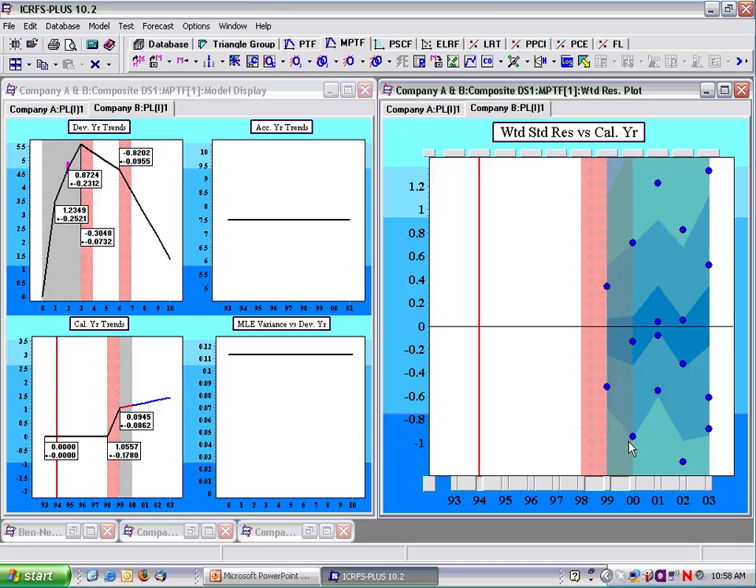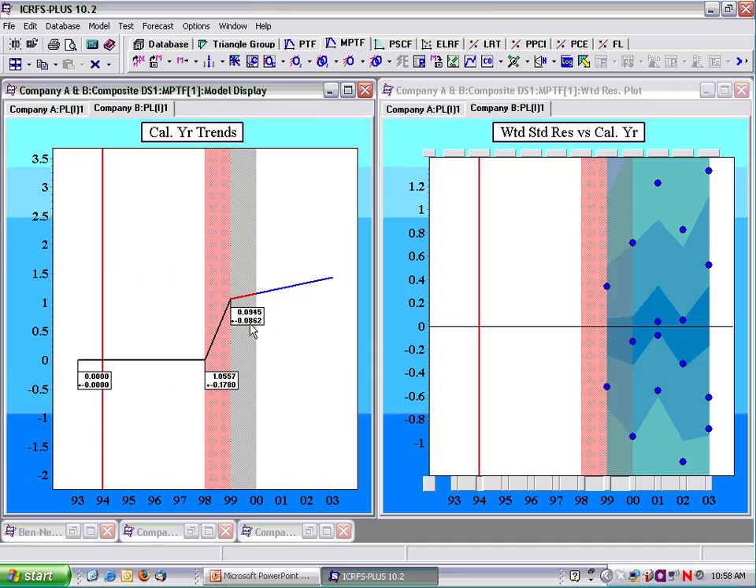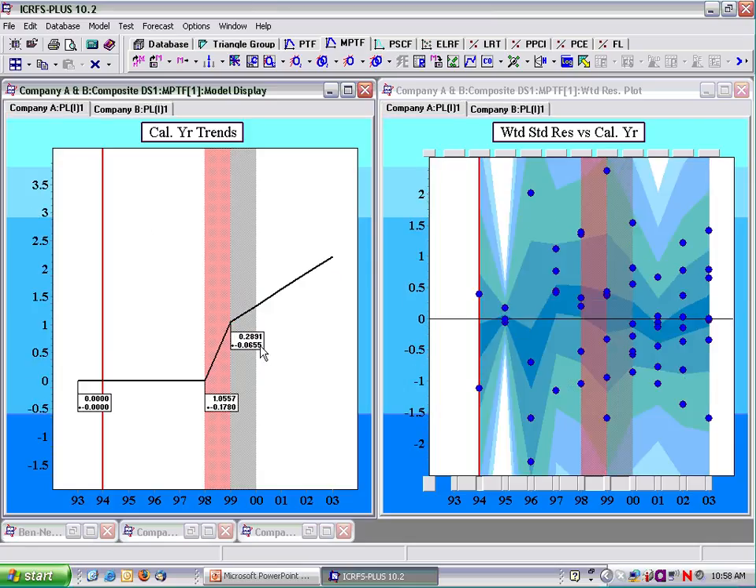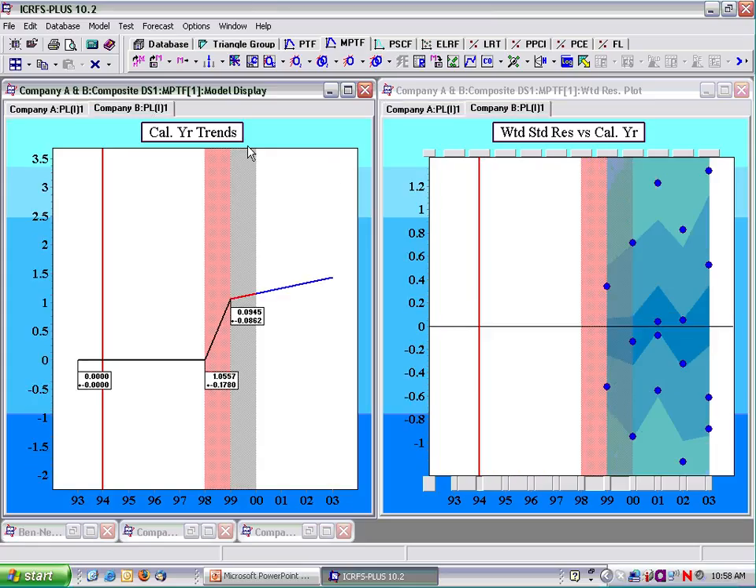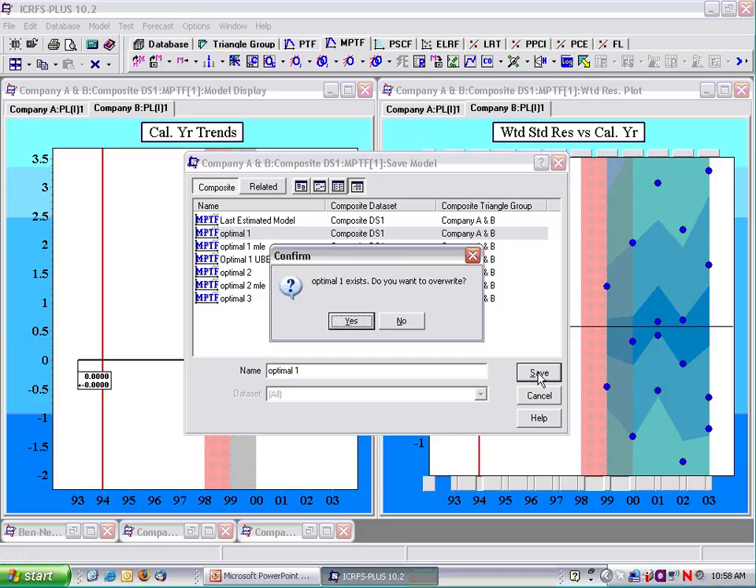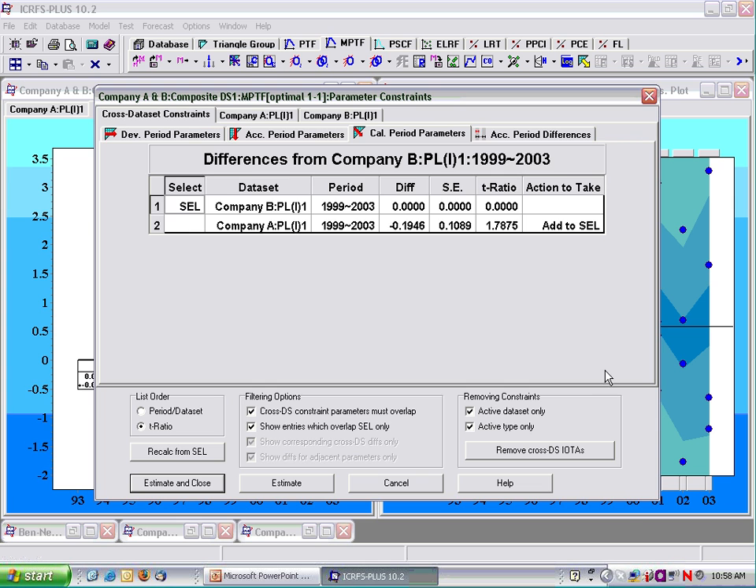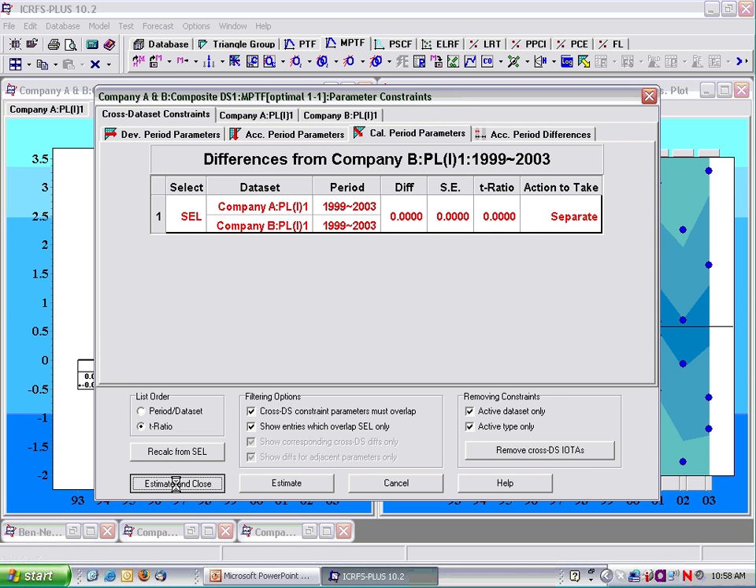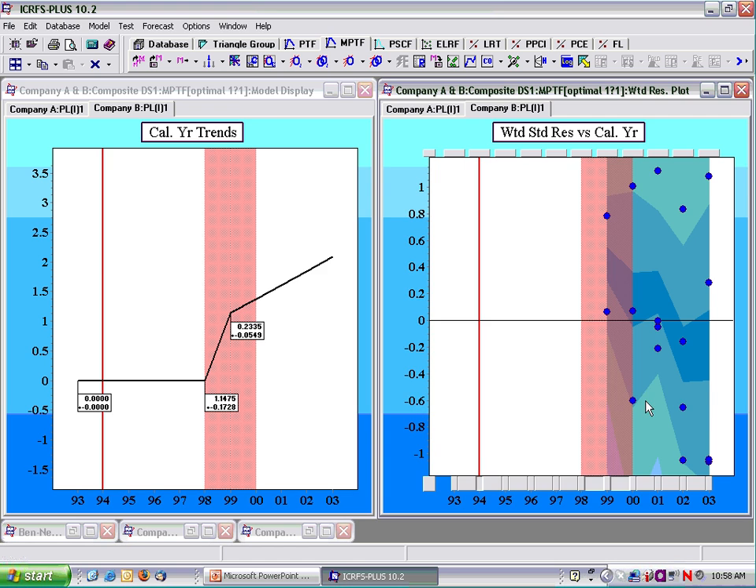Now the question is, do we want to set that trend to be the same as Company A? Well, let's see. We've got an estimate of 0.94 plus or minus 8. Well, that's a huge standard deviation. Whereas Company A is 28% plus or minus 6.5. I would argue statistically they're probably not the same. We could set them to be the same. Let's just try it. Let's save that as optimal 1. If we try and set these two to be the same, you'll see that it's too high. Okay, you've got a negative trend, so let's remove that.